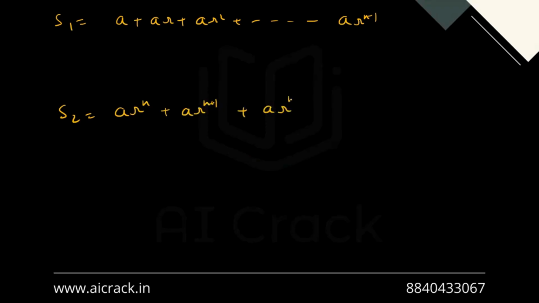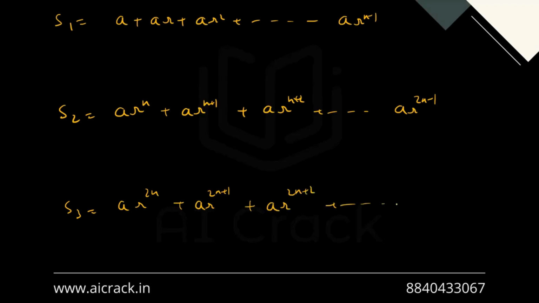So S1 is A plus AR plus AR square till AR to the power n minus 1. Now S2 is AR to the power n plus AR to the power n plus 1 plus AR to the power n plus 2 till AR to the power 2n minus 1. And now S3 would be AR to the power 2n plus AR to the power 2n plus 1 plus AR to the power 2n plus 2 till AR to the power 3n minus 1.